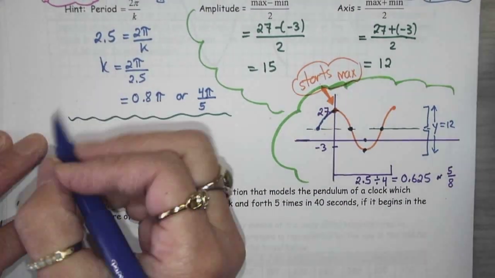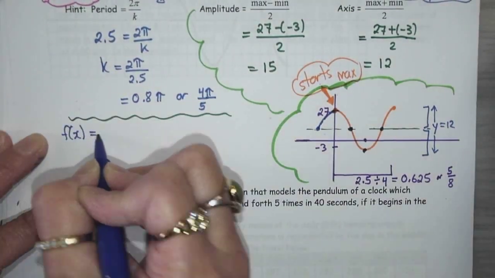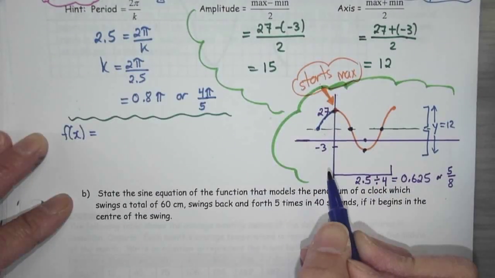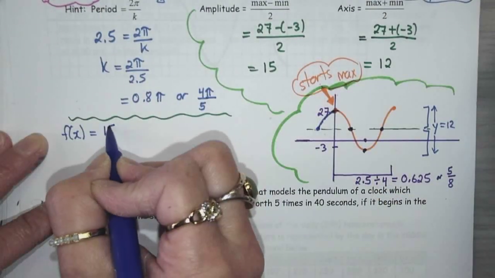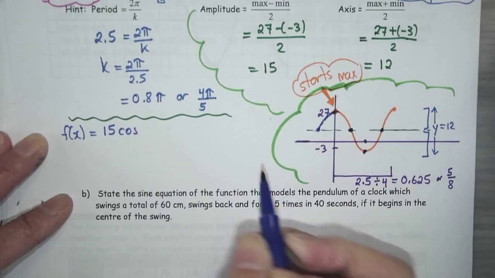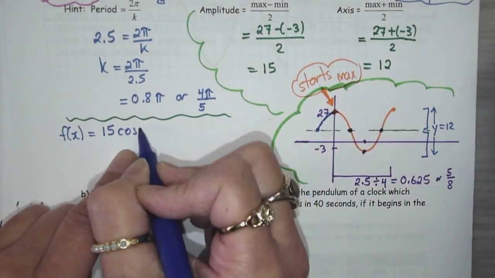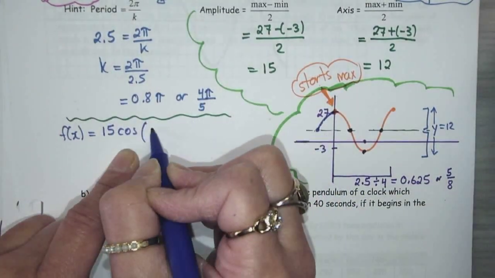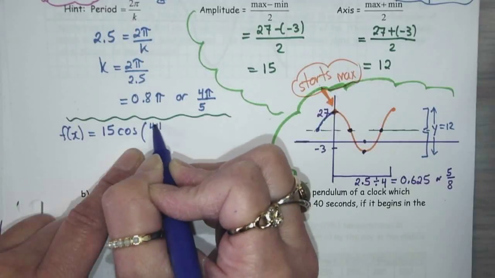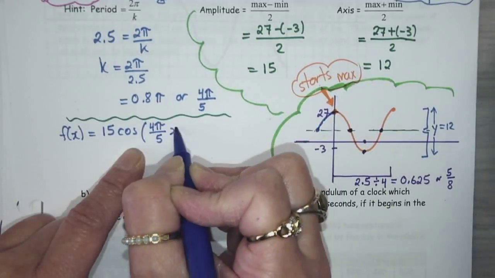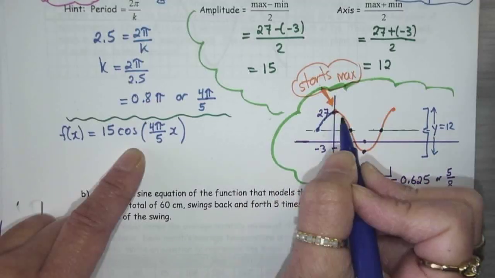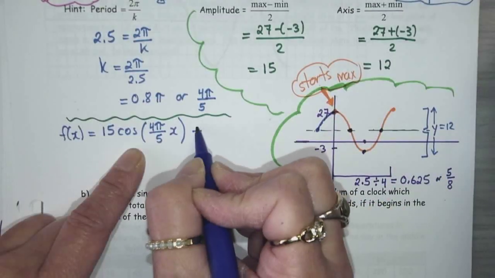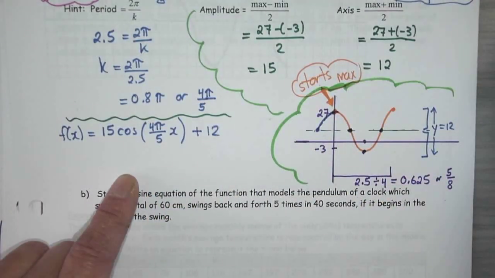First one, let's do cosine. f(x) equals, amplitude is 15, cos, and the k is 4 pi over 5, but you can use either, x. Closer up, no shift, and up 12, plus 12. Gorgeous.